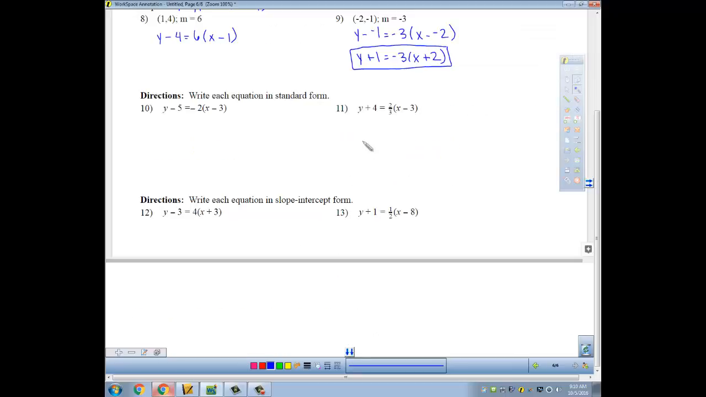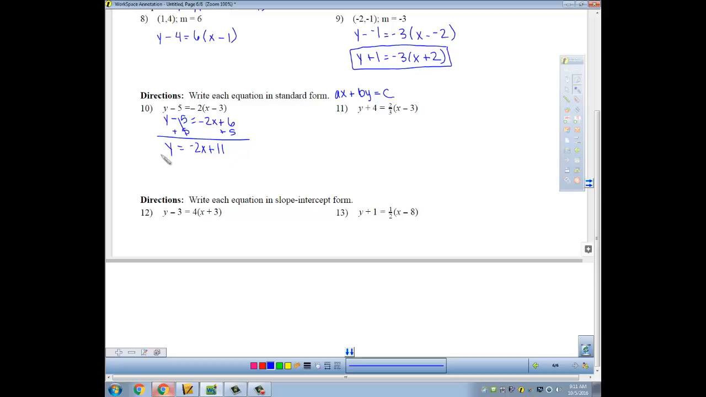Number 10 and 11, we want our equation to be in standard form. So remember that's some number times x plus some number times y equals some number with no fractions, and the number in front of your x cannot be negative. So we're going to start simplifying this. Do the distributive property. I'm going to add 5 to both sides to get y equals negative 2x plus 11.